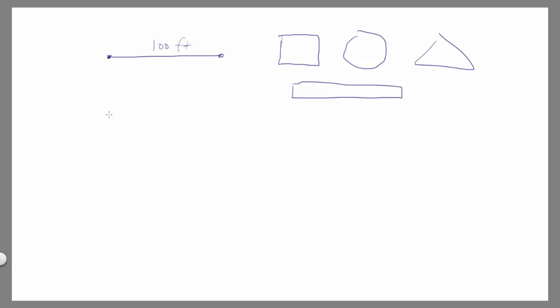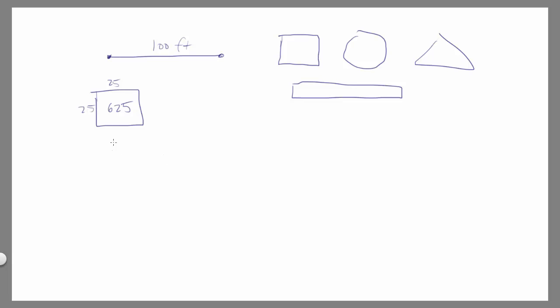Well, let's find out. Let me start with a square. So kind of easy to picture. If I have 100 feet, each side would be 25. The perimeter would be 100. And how much area is that? Well, area of a square is base times height, length times width. So 25 times 25 is 625.